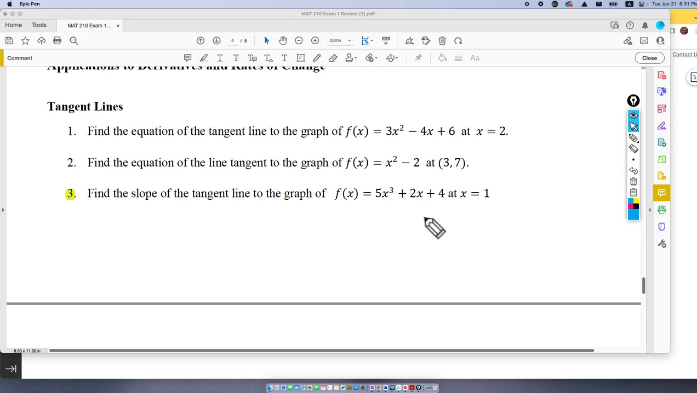They just give you the x, you have to find the y. Sometimes they give you the x and y. They were kind of nice. Don't have to plug it back in, but practice those. So know how to find the slope of the tangent line.